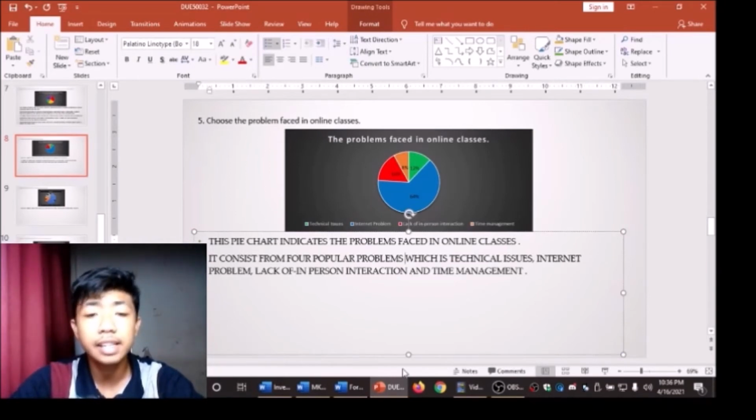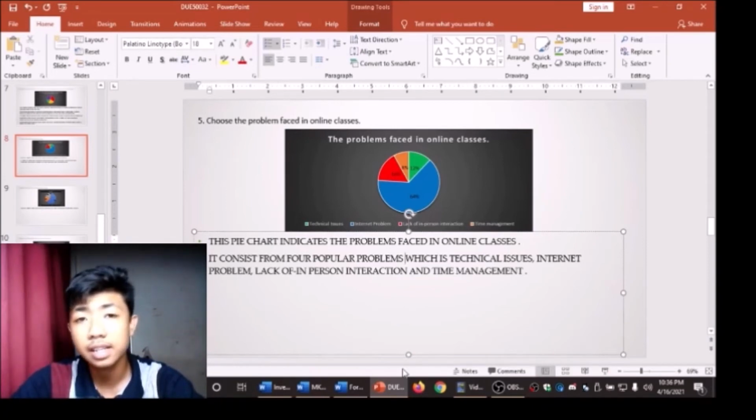This pie chart indicates the problems that the respondents face in online class. This pie chart also consists of four popular problems, which are technical issues, internet problems, lack of in-person interaction, and time management.